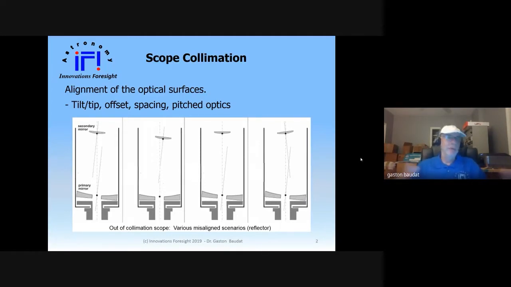So the main reason we do collimation is because if we don't align well enough those optical surfaces, we get aberrations. And the typical miscollimation or misalignment are things like, can you see my mouse? Yes. My cursor? Okay. So you can see you may have a tilt of both mirrors in the example of a reflector, or tilt of one of them, or offset, or a combination of these. And if they are large enough, you get some level of aberration.